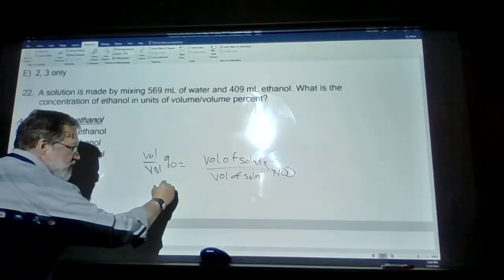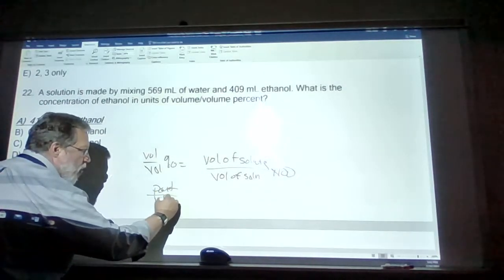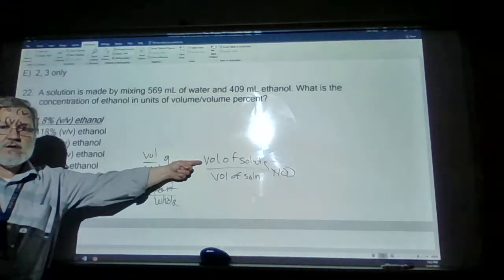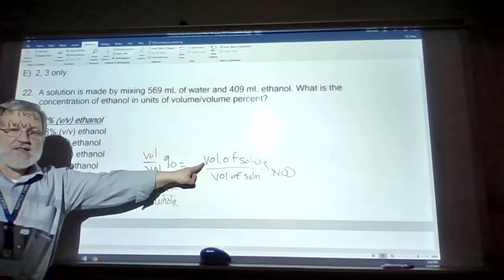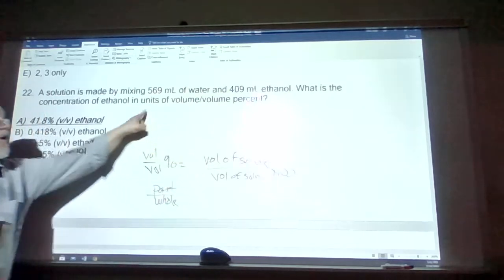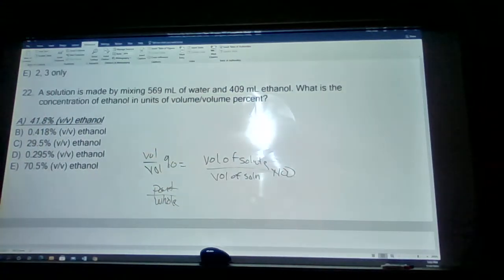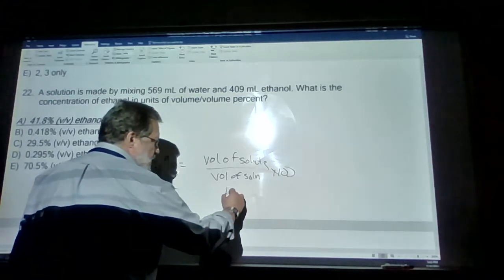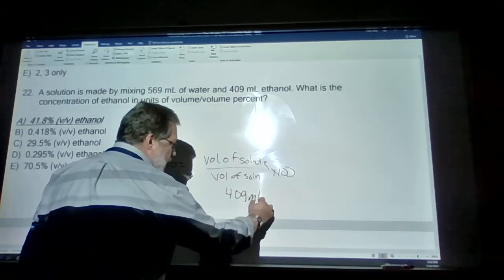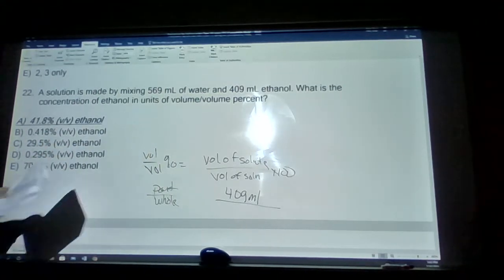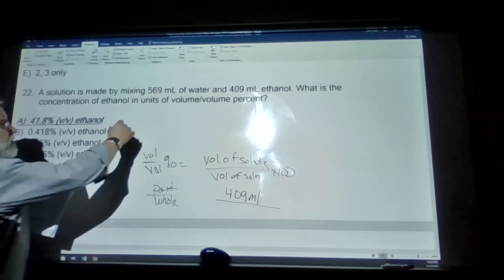If I use the other expression, part over whole, the part here is your solute, what's being dissolved in the solvent. That's our part. Our whole is the solution. Which liquid is present in the lesser amount? We've got 569 ml of water, but 409 ml of ethanol. So ethanol is the solute. So we have 409 ml divided by the total solution, which is the ethanol and the water. So it's 569 plus 409.